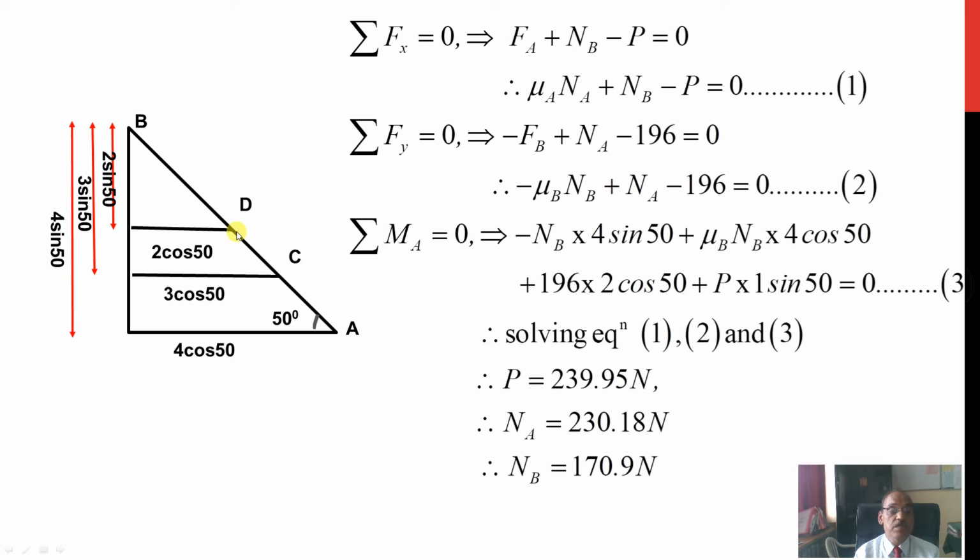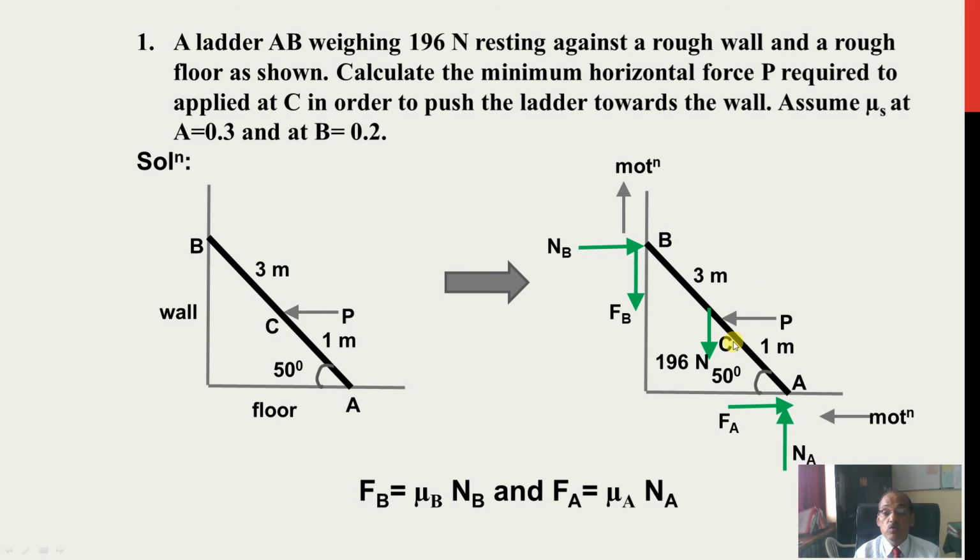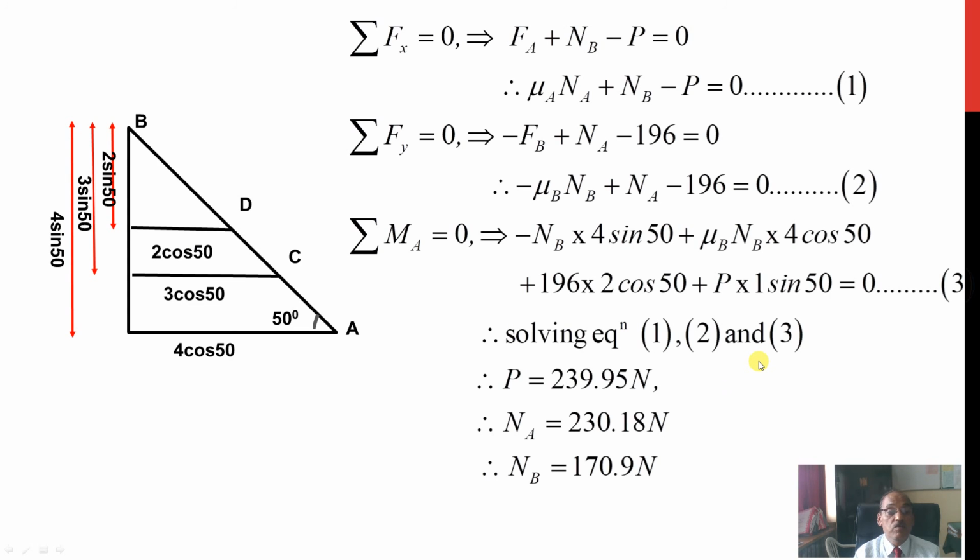Plus P, how will it give moment at A? Anticlockwise. Plus P into, you see, this distance is 1, and that's why 1 sin theta. Vertical distance we want, this vertical distance from P is 1 sin theta, equal to 0. So you will get equation number 1, 2 and 3.